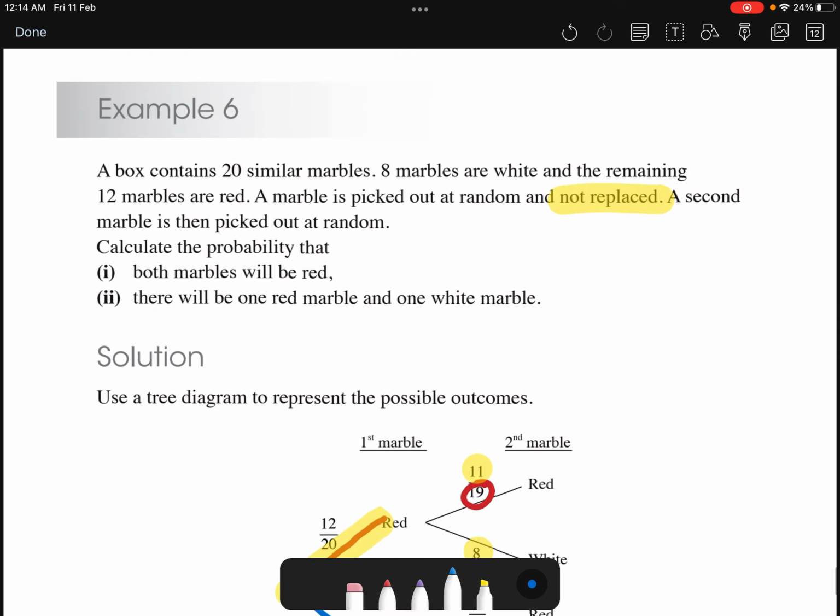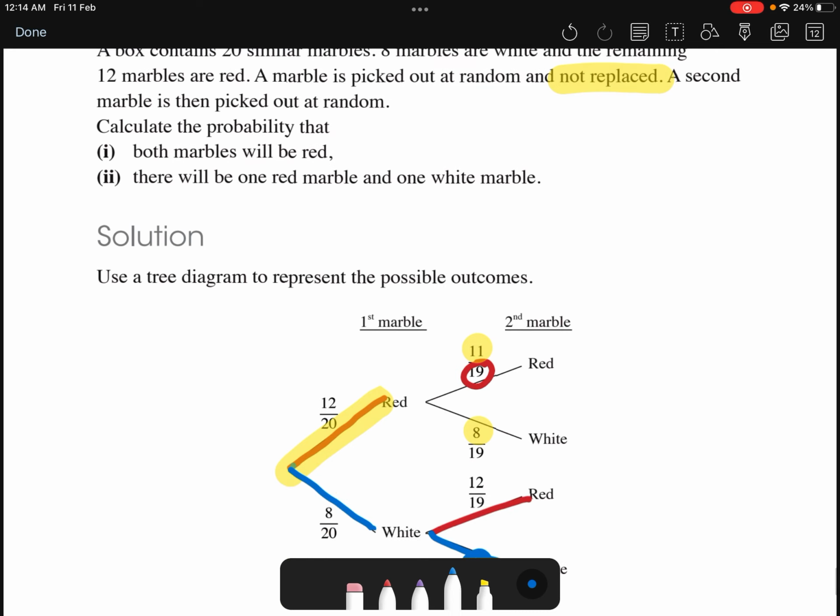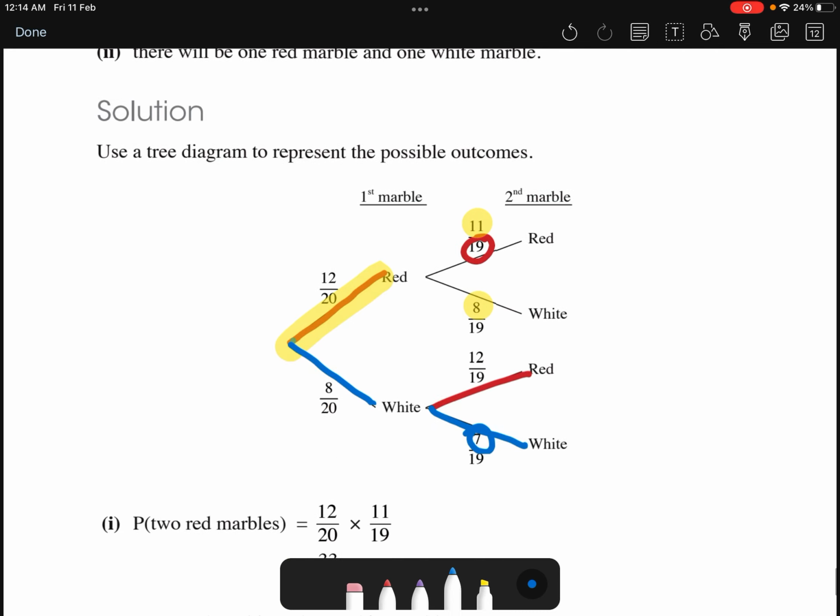Okay, so let's determine what is the probability that both marbles will be red. So I only want red. So red is just this part. So it's just 12 over 20 multiplied by 11 over 19. So that's how we solve this, right?